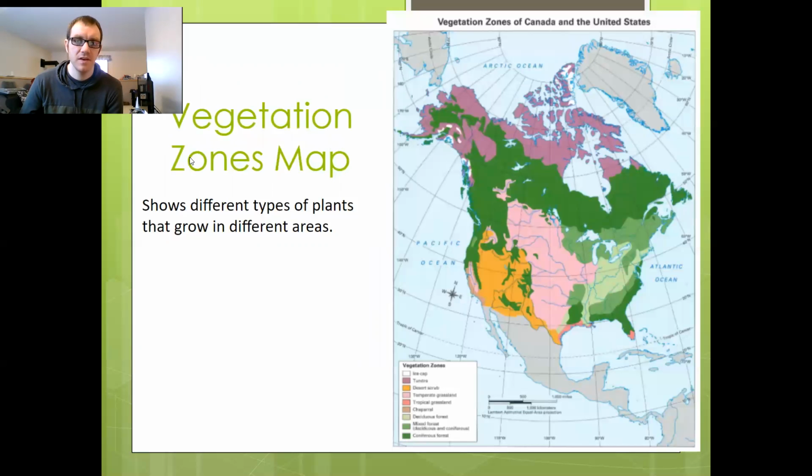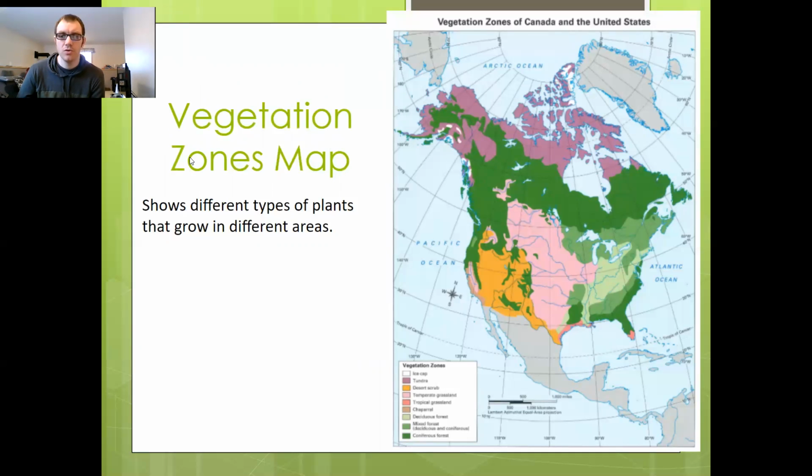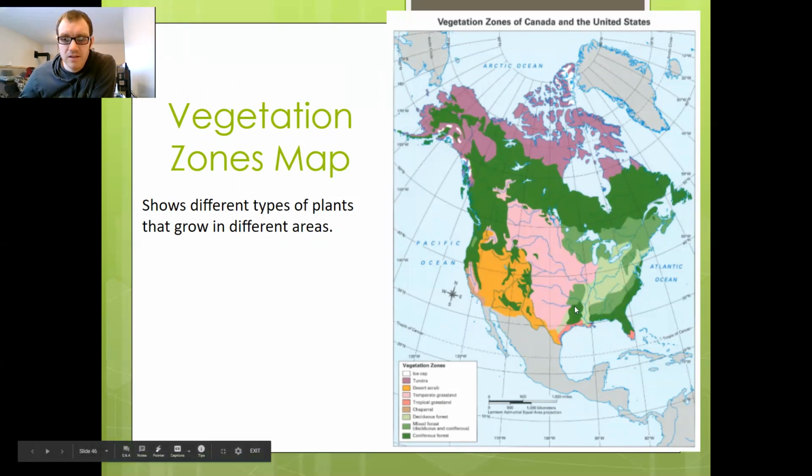Your next type is a vegetation map, and it will show you what kind of environments we have in different areas for things that grow there. If you look at this one of the United States and Canada, it's very useful to understand what we have where. If you look at this part, temperate grassland, you know that these are the grassland areas. Over here, desert scrubs. Why is it desert scrub? Well, you have a lot of mountains in that area.